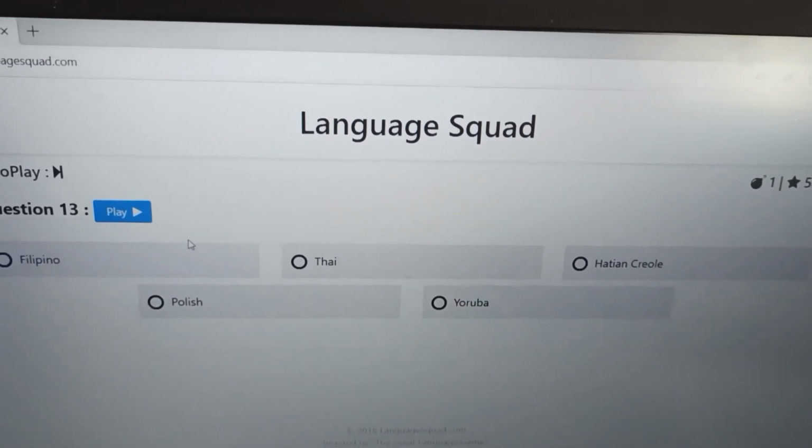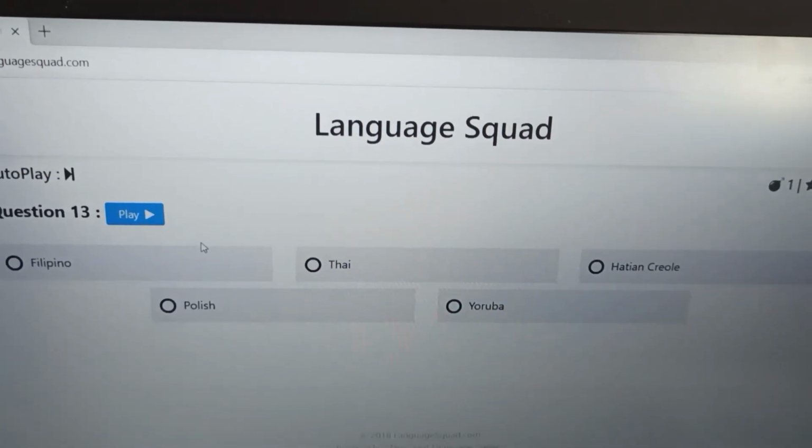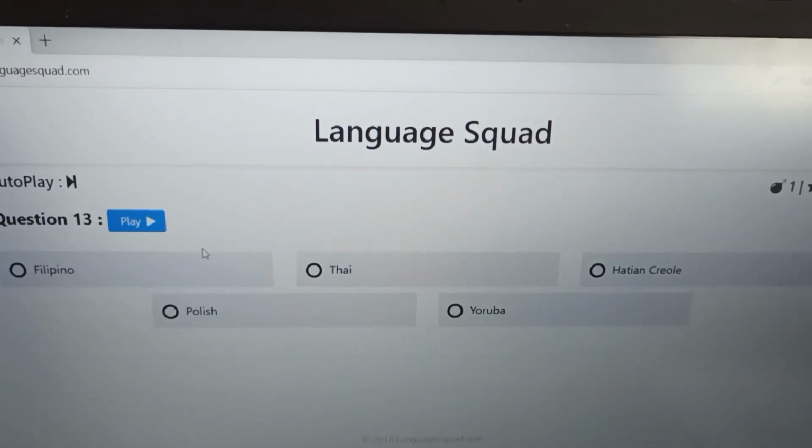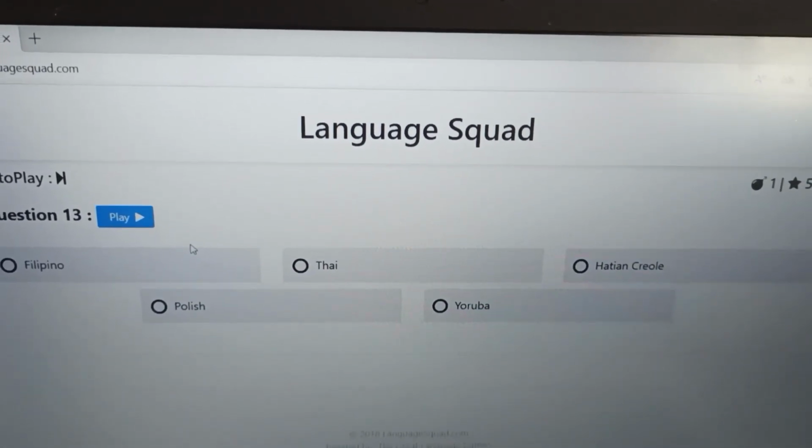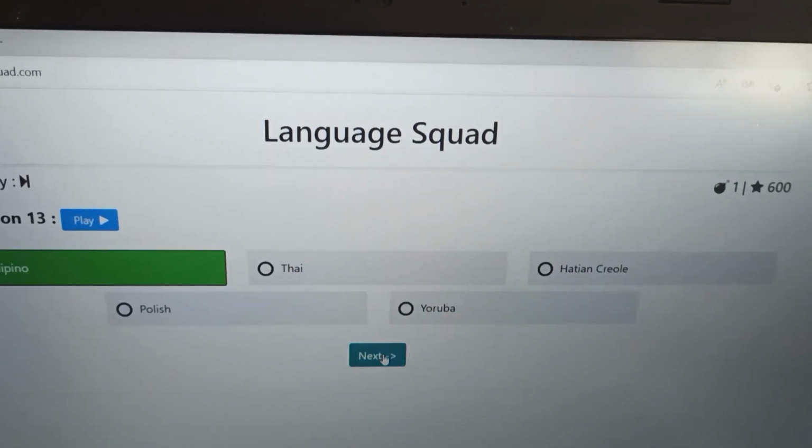So I don't know if Filipino is another name for the Tagalog language, but it is Tagalog.